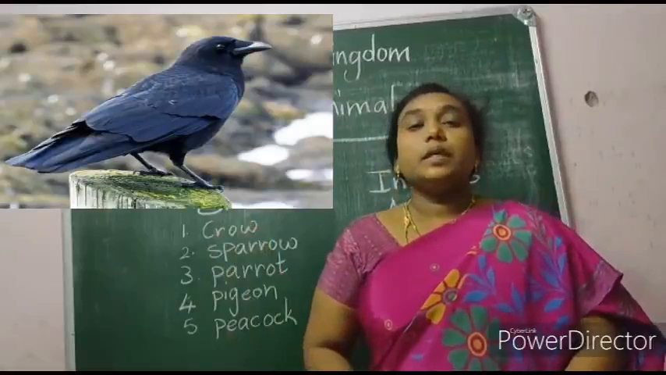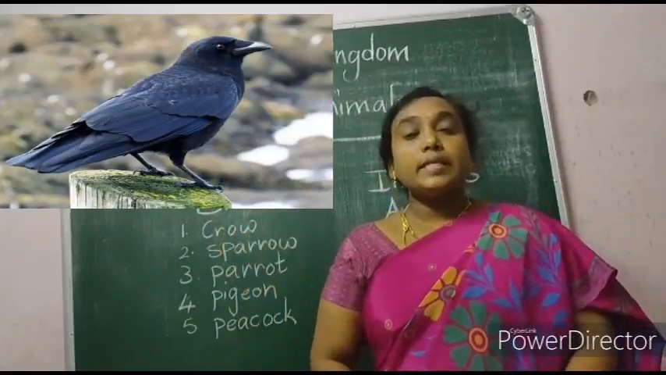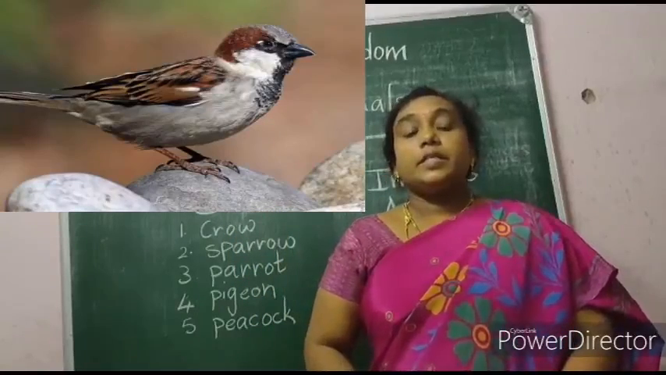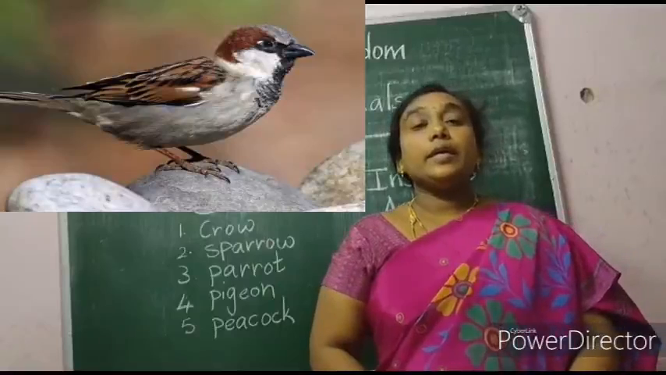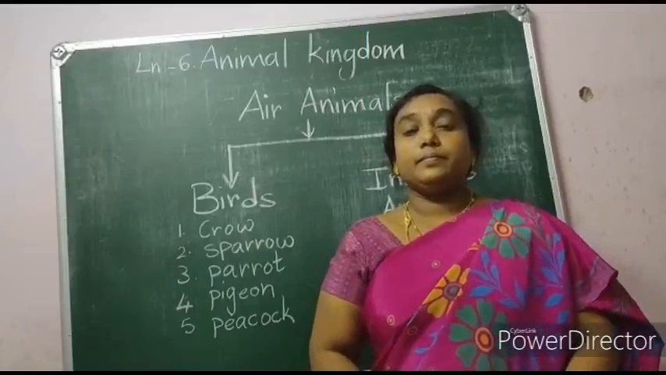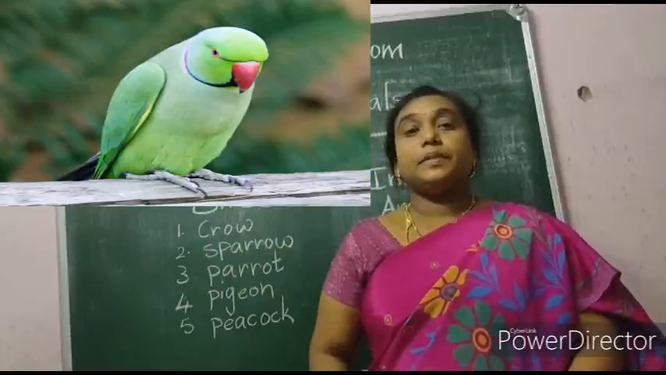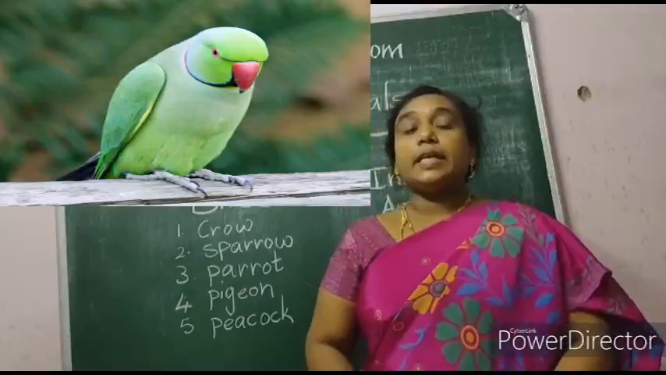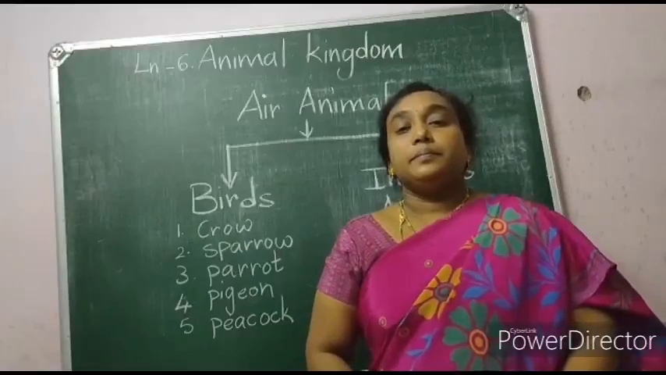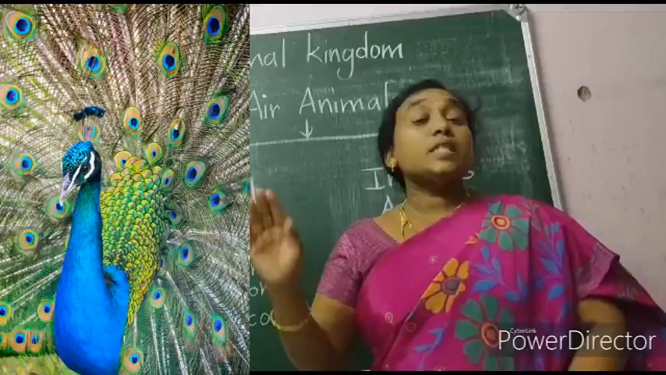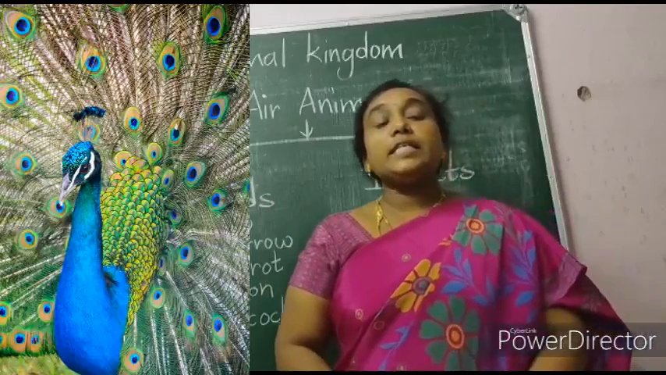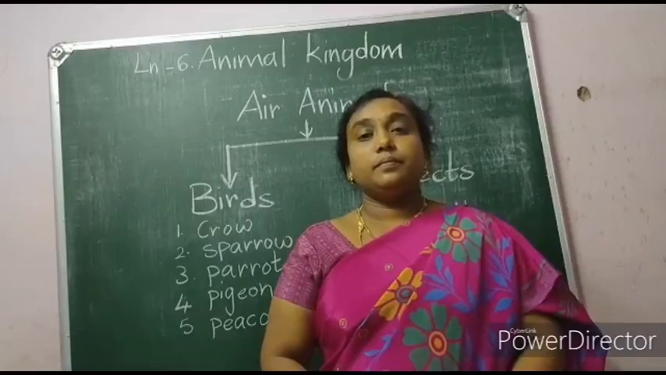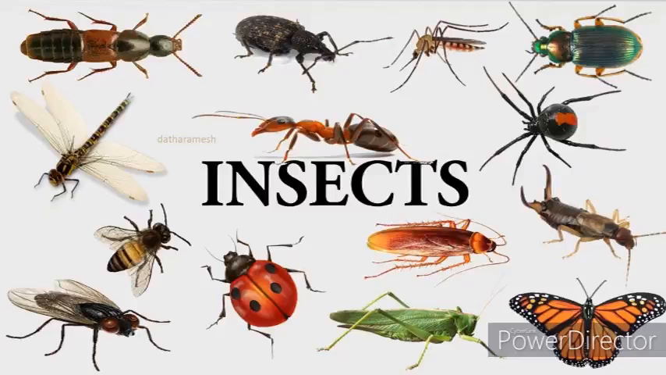Crow. This is a crow. Crow is black in color. Sparrow. This is a sparrow. Sparrow eats small food grains. Parrot. This is a parrot. Parrot is green in color. Peacock. This is a peacock. Peacock is our national bird. It looks very beautiful.